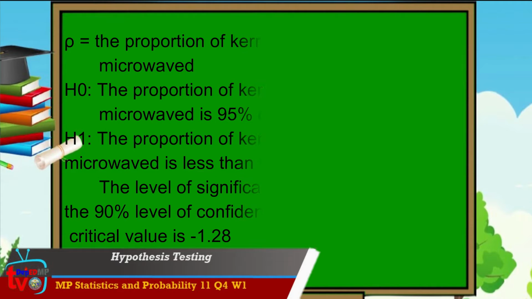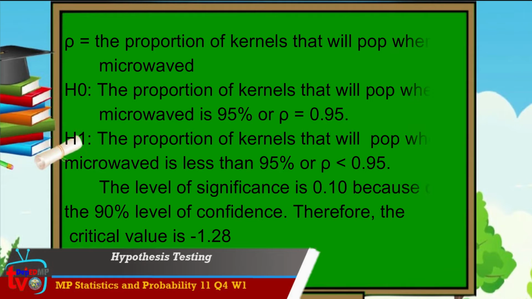Given parameter, the proportion of kernels that will pop when microwaved. Null hypothesis, the proportion of kernels that will pop when microwaved is 95%. Alternative hypothesis, the proportion of kernels that will pop when microwaved is less than 95%. The level of significance is 0.10 because of the 90% level of confidence. Therefore, the critical value is negative 1.28.